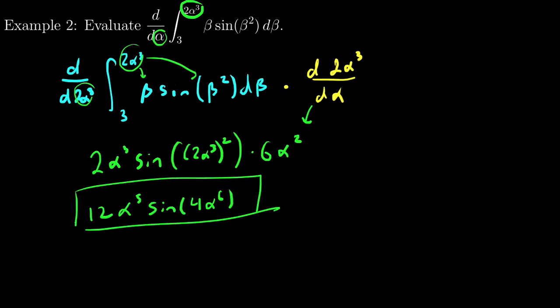Now, we've seen what happens if the varying part is on the bottom. We've seen what happens if the limit doesn't exactly match what we're deriving over, but is a function of it. But what happens if both limits are functions of this? Well, here's how I deal with it. So I'm going to put a little space here.